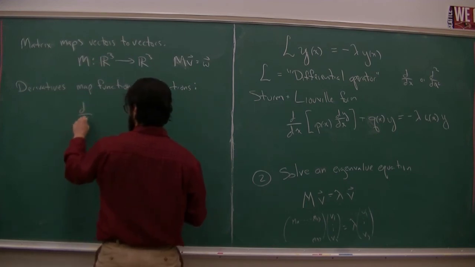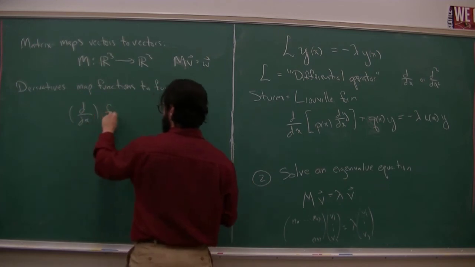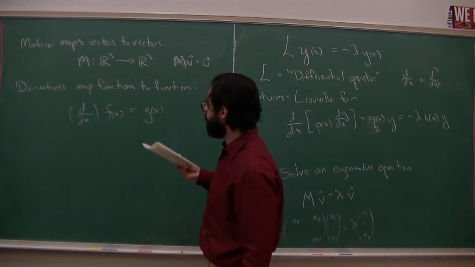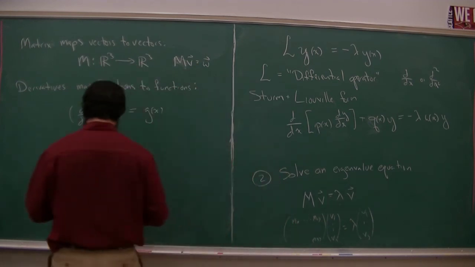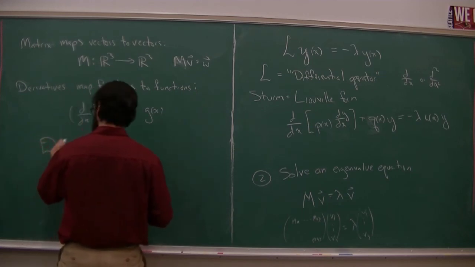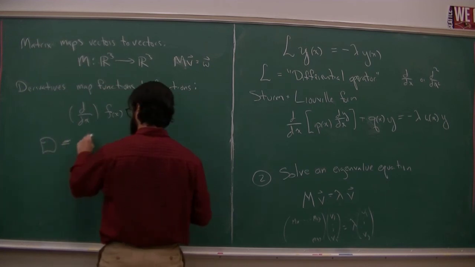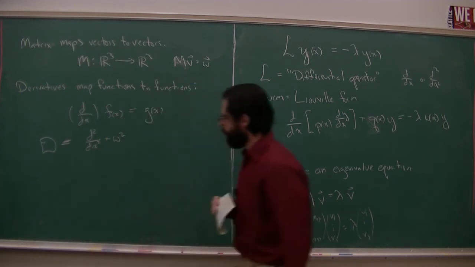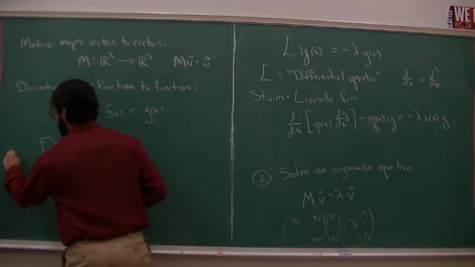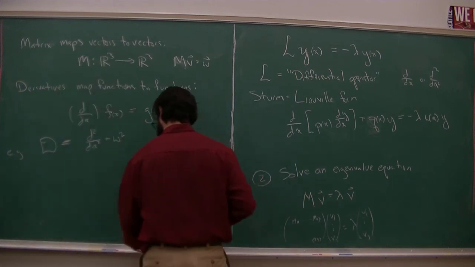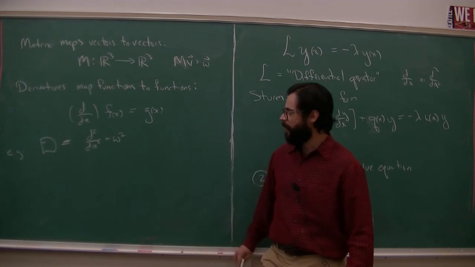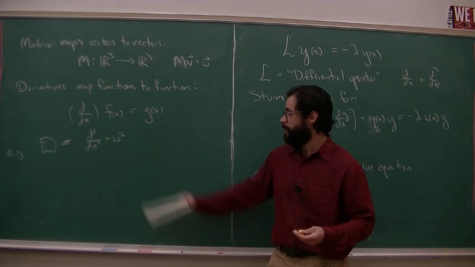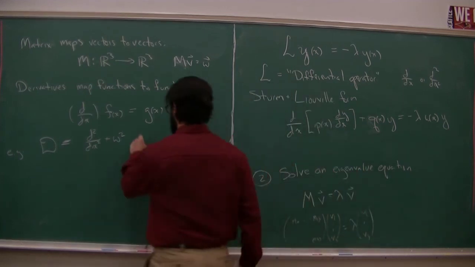So, d by dx, think about this differential operator as its own thing. It acts on a function, gives you a function, right? So it's something that's kind of like a matrix. And so we'll use notation that is evocative of that. We'll take the differential operator D to be d by dx squared plus w squared. Let's just, for example, take this as our differential operator. The eigenvalue equation associated with this differential operator is something that you already know and love. This is the simple harmonic oscillator, right? So this is the differential operator.